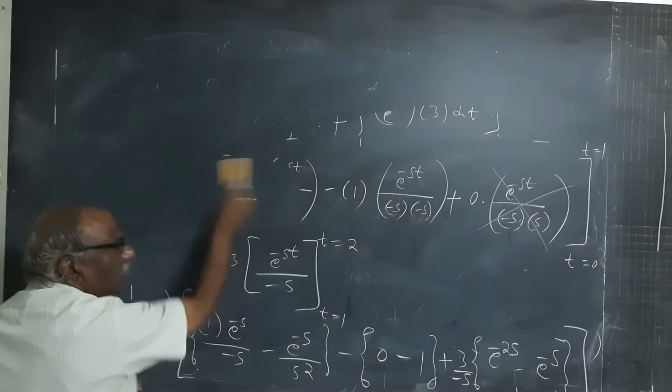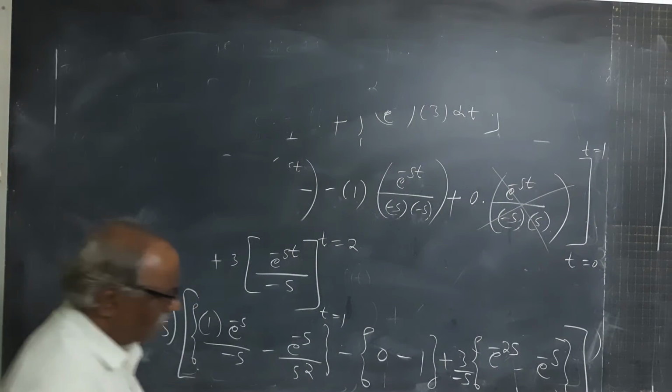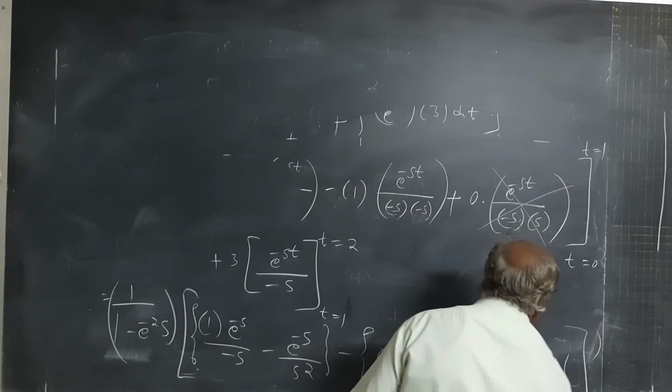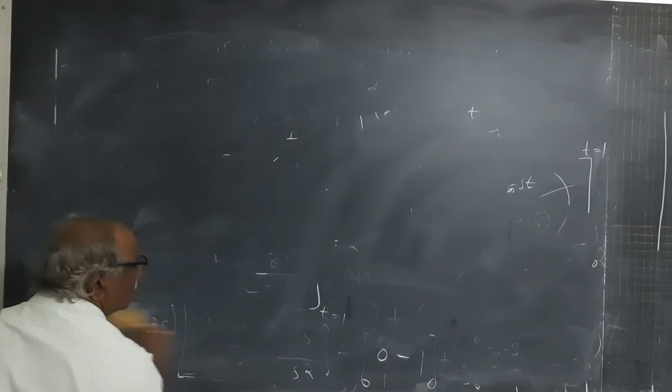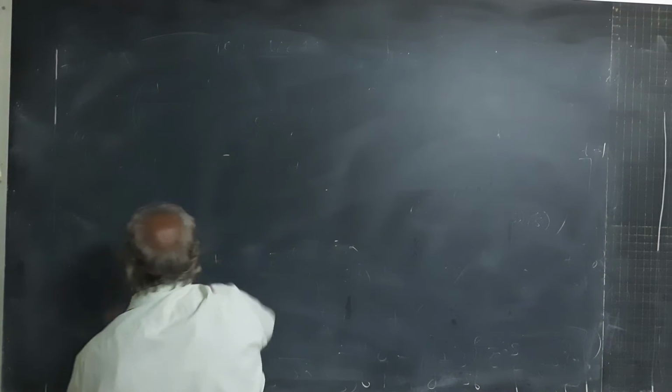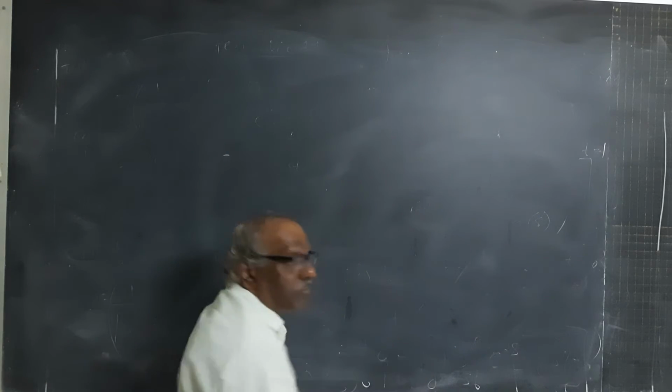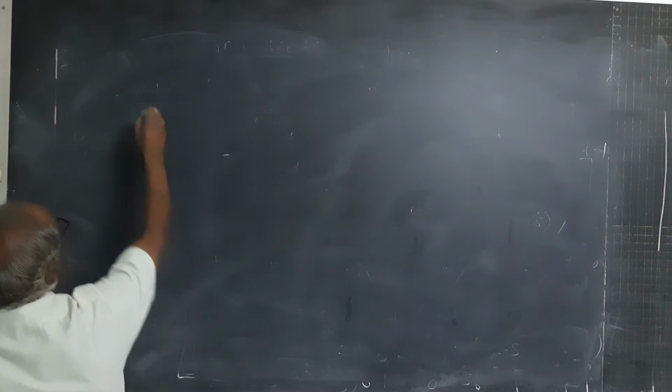Sir, there we have a square. 1 by s square. Okay, small mistakes may be there. Okay. So let us take one more problem. We'll continue on periodic function.